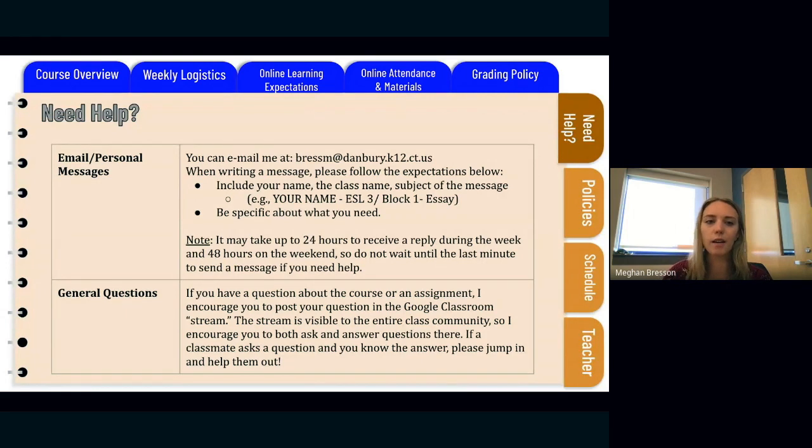If students need help, they can email me. My email is here in the syllabus. It is also in the weekly planner. When writing a message, I ask students to include their name and their block, at least until we get to know each other more. And please note that it may take up to a day or 2 days if it's the weekend for me to answer emails. If you have general questions, I encourage you to post your question in Google Classroom. That way, if somebody else has the same question or if they have an answer to your question, they can jump in and help them.